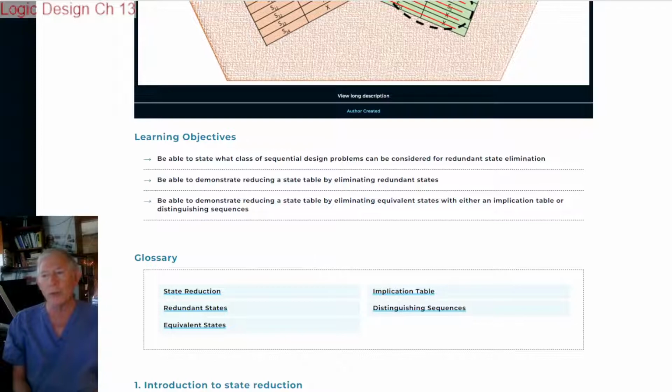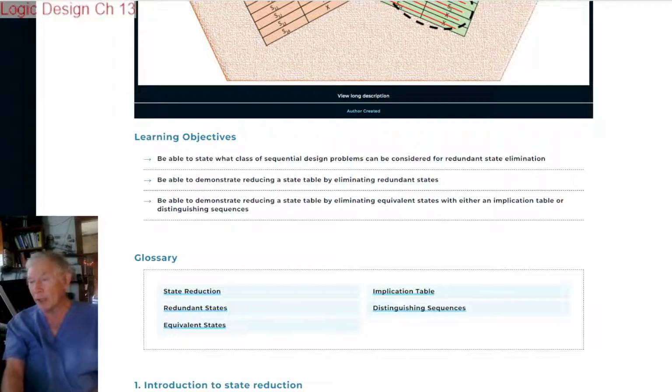So the learning objectives: I want you to be able to state what class of sequential design problems we can consider for redundant states. The answer is problems that have a fixed number of inputs and then reset to the beginning. Like they input 4 inputs and then they reset, or 8 inputs, or 7, or 6, or 10, or whatever. That's a class of problems where we can look for redundant states. We should also be able to identify redundant states and eliminate them, and substitute one state for all their equivalent redundant states.